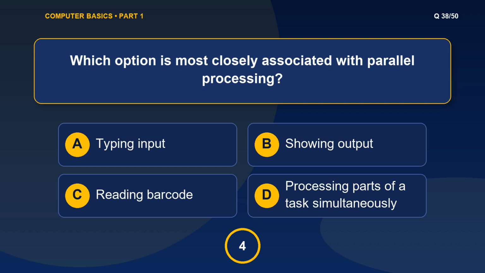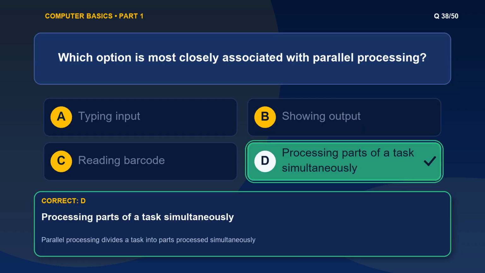Which option is most closely associated with parallel processing? Option A. Typing input. Option B. Showing output. Option C. Reading barcode. Option D. Processing parts of a task simultaneously. Parallel processing divides a task into parts processed simultaneously.